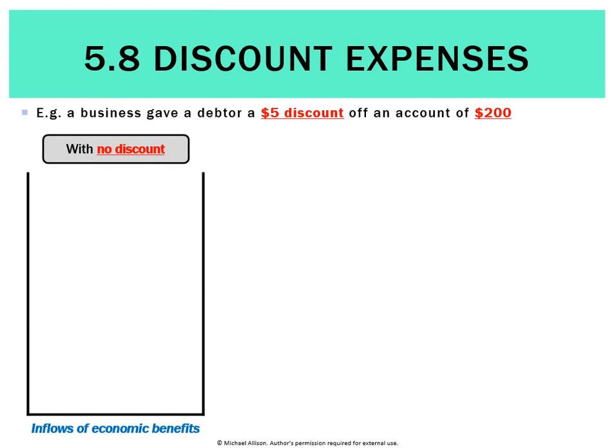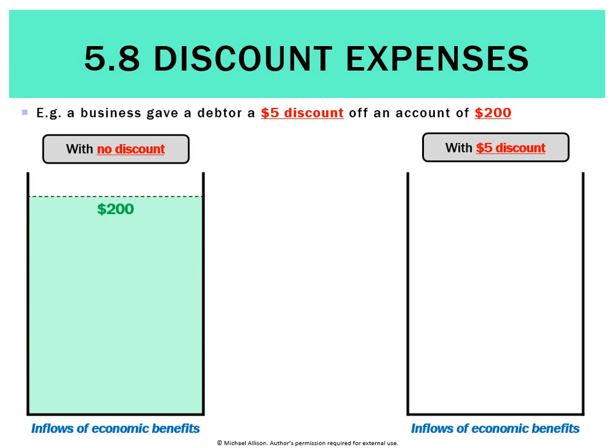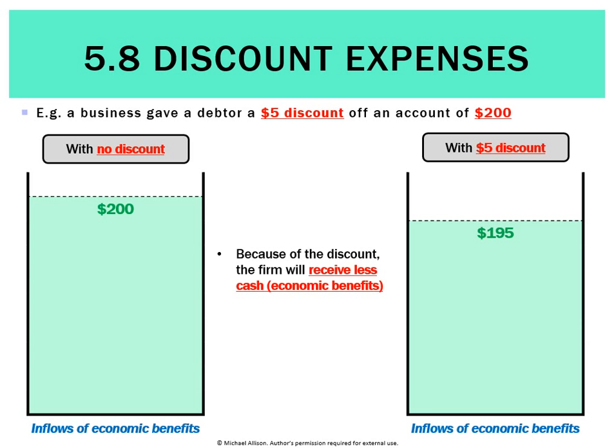Looking at a $5 discount given to a debtor off a $200 account, why is that actually an expense? To answer that, we're going to need to look at the situation if this debtor paid us back without getting a discount. On the left, we've got all the inflows of economic benefits that we'd get if we didn't give a discount. With no discount, that debtor is going to pay us back $200. So therefore, our inflows of economic benefits will be $200. But if we give them a discount, our inflows of economic benefits are only going to be $195. So we've received less cash, which is an economic benefit, and therefore we've actually got a reduction in inflows of economic benefits.